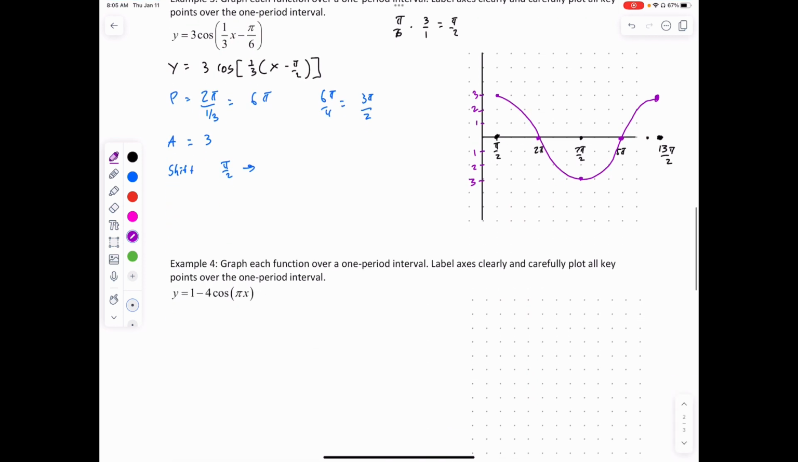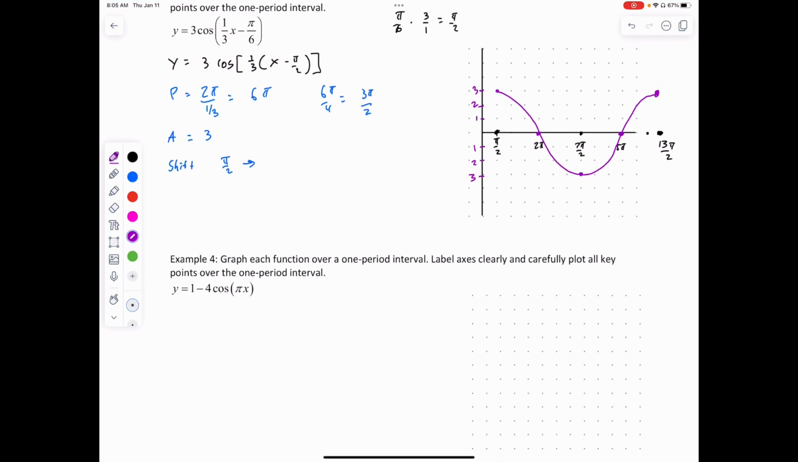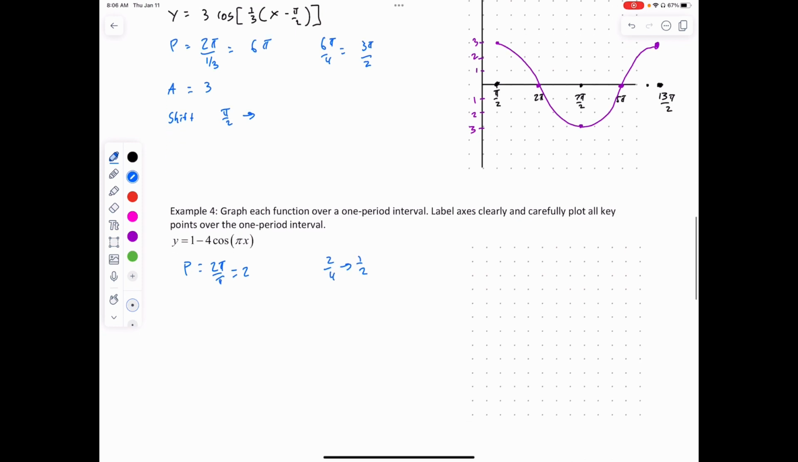All right, one more problem to round off the video. This problem is interesting because of this negative value. We'll talk about how to deal with that here in a second. But first, I've got a period of pi, or 2 pi divided by that pi, rather, which is 2. 2 divided by 4 is 1/2, so that's going to tell me what to count by. I've got an amplitude of the absolute value of -4, which is 4. I've got a shift up in the y direction by 1, so I'm going to say up in the y direction by 1.